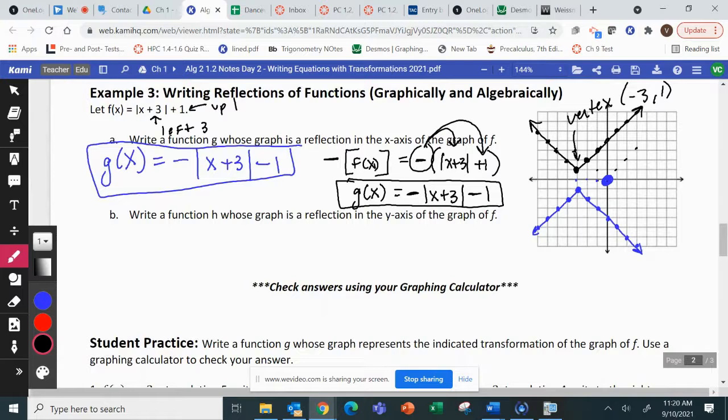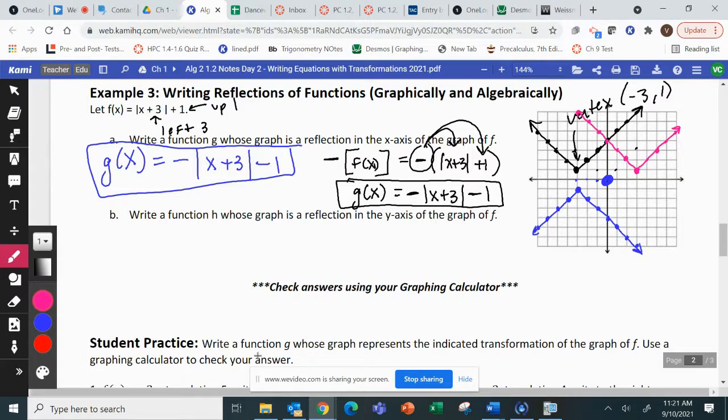All right, so the second one: write a function h whose graph is a reflection in the y-axis of the graph. So I'm going to change colors. I'm going to still use that same graph. We're going to do a reflection in the y-axis. So instead of the x-axis, let's look at the graph. Where would the vertex be if I reflect in the y-axis? 3, 1. A little backwards there. 3, 1. And I'm just reflecting it, so I'm copying all my points, just found the vertex, copied all my points. Now it's got a reflection in the y-axis.